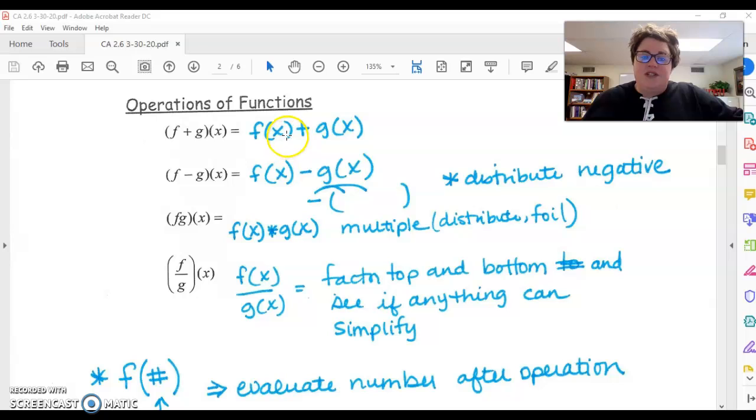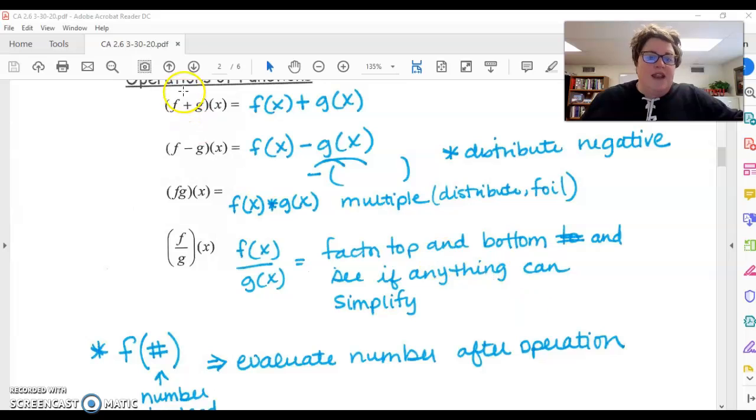For addition, you're just adding the two functions together. For subtraction, you're subtracting the two functions, but the thing you have to remember is when you subtract, you have to subtract the entire second function, which means you need to distribute a negative. For multiplication, you're multiplying those two together, which will include distributing, foiling, any type of multiplying of binomials. For division, you have your top divided by bottom. You want to factor the top and the bottom and see if anything can be simplified from there.